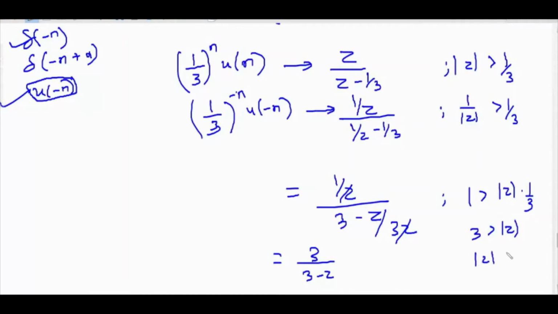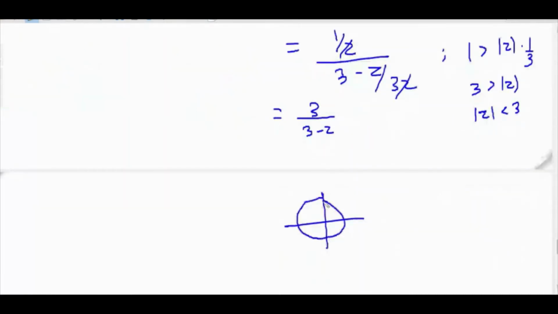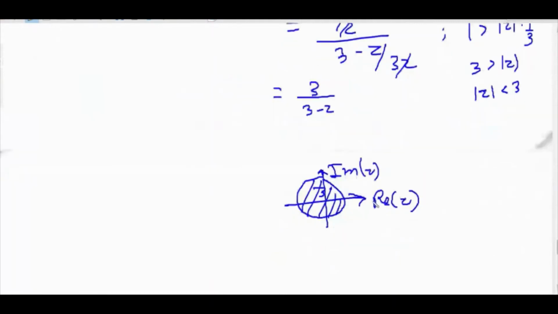Okay, so this is the answer. You should draw one circle having radius 3, and the ROC is the inside portion of the circle. Radius of the circle is 3. This is the ROC. X-axis is real z, y-axis is imaginary z. I think I should take one more example based on this.